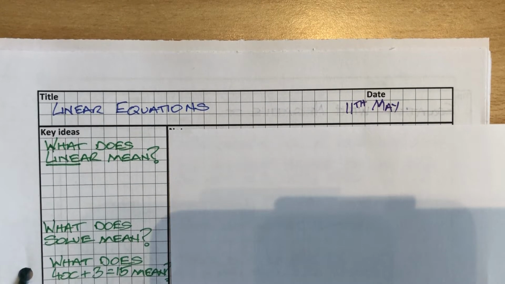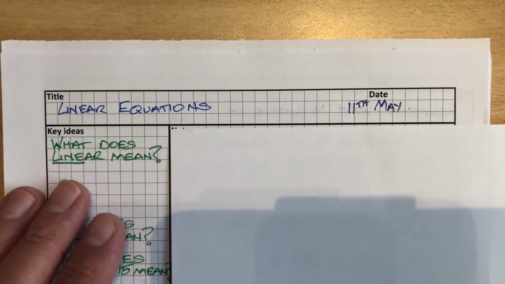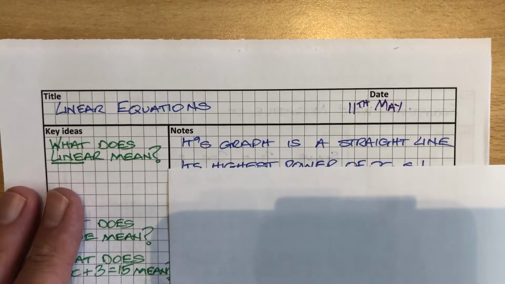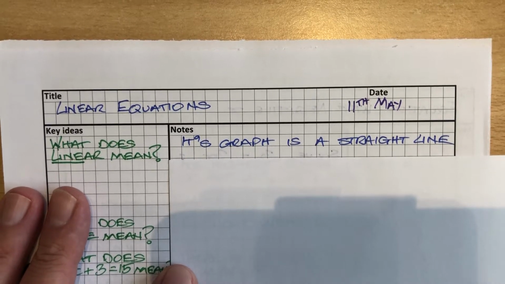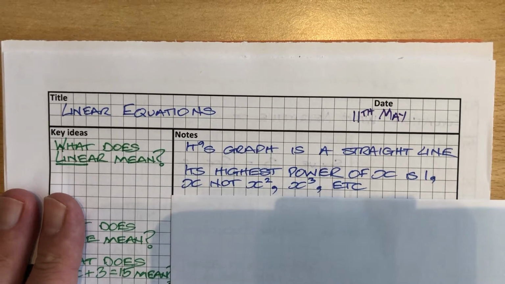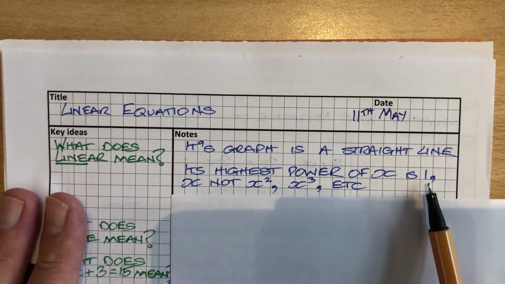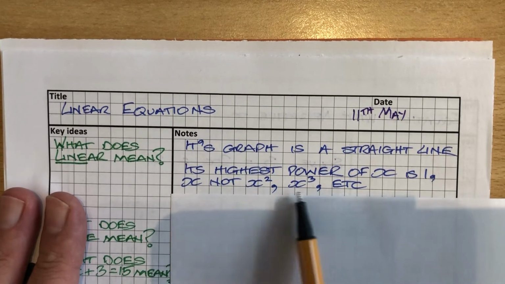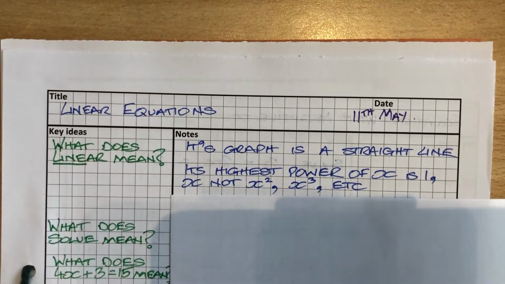This one is about how to solve linear equations. So what does this word linear mean? Well, it means if we were to draw a graph of the equation, we'd get a straight line. And also, when we're writing it down, we can see x to the power 1, which we normally just write as x. We won't see x squared, we won't see x cubed, we won't see x to the power minus 3, anything like that. We'll just see x.